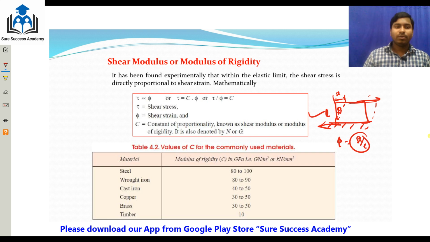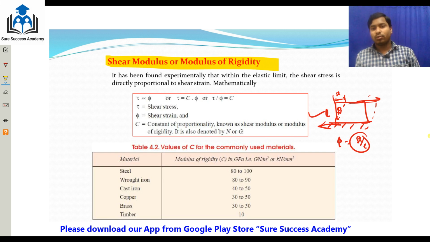Now, what is the shear modulus, or the modulus of rigidity? It is similar to Young's modulus. What is Young's modulus? Stress is directly proportional to strain. Hooke's law states that tensile stress is directly proportional to longitudinal strain. E is equal to stress by strain, where E is Young's modulus, the ratio of direct stress to linear strain.